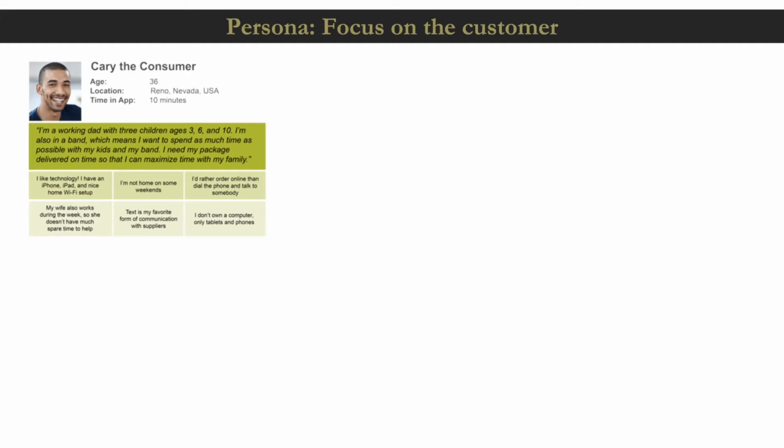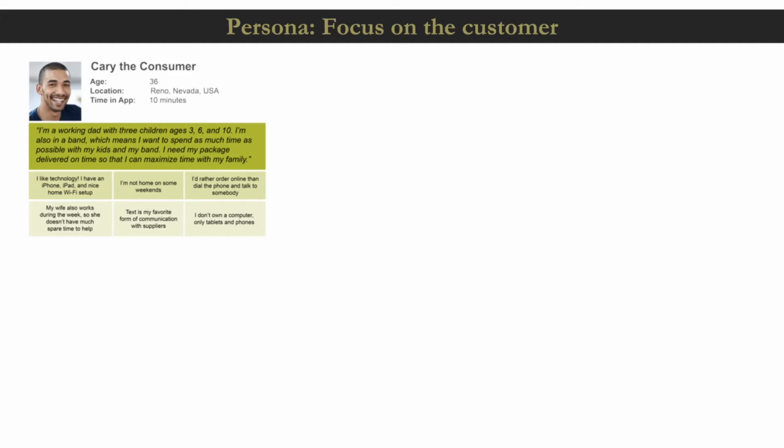Well, what do we know about Carrie? A working dad with 3 children, and their need is to have their package delivered on time so that they can maximize time with their family. A couple of things: they like technology. They're not home on some weekends. They don't want to compute. They don't just want a computer, only tablets and phones. And text is their most favorite form of communication with suppliers.